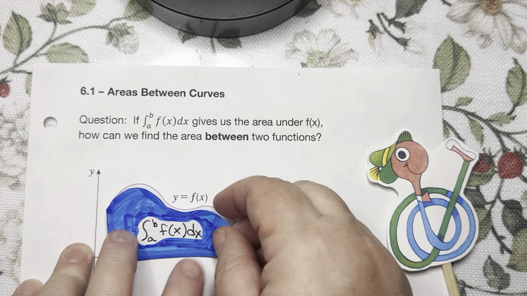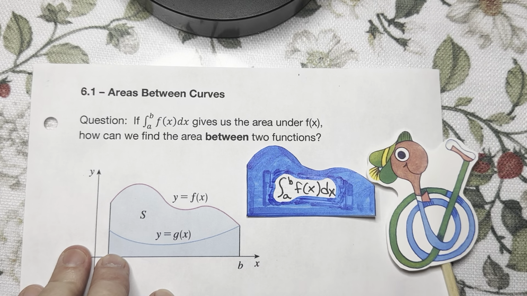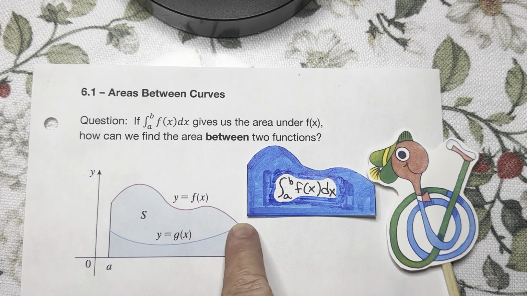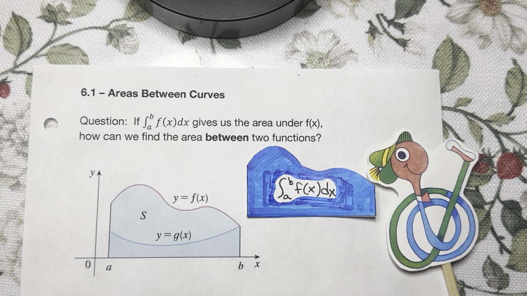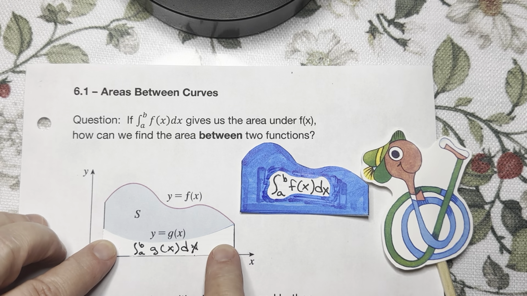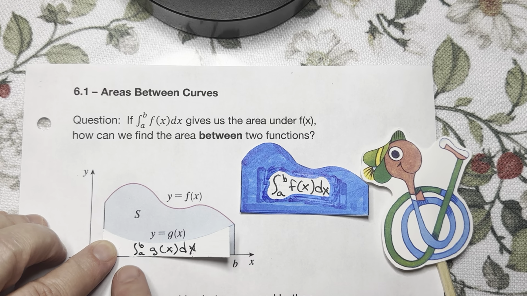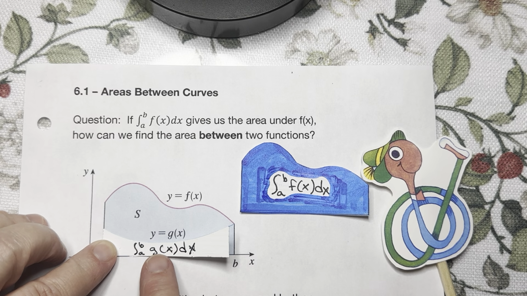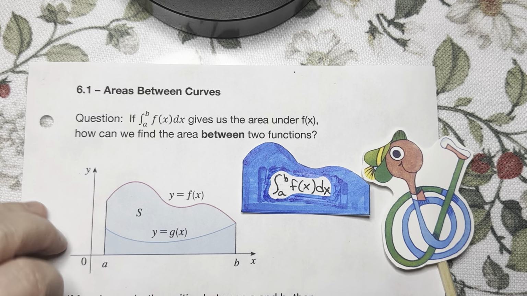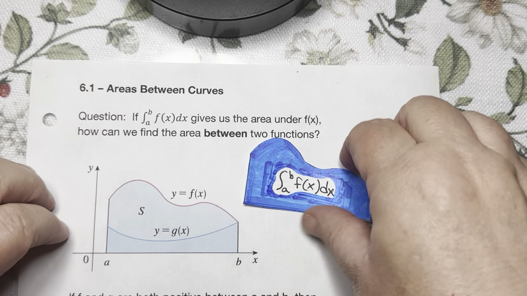But we don't just have f of x. We also have g of x. G of x is this light blue, kind of hard to see curve right there. It's this little guy right there. And the integral from a to b of g of x dx gives us this white region right here, that area.